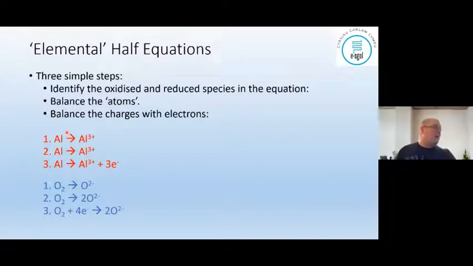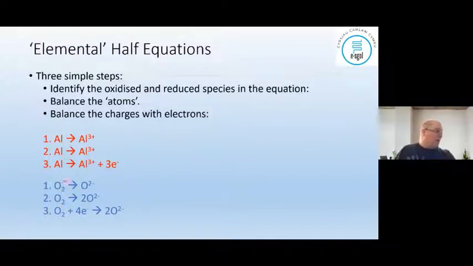But you can see that if we talk about the oxidation of aluminium, the reduced form is aluminium metal, the oxidized form is Al3+. Balancing the atoms, there is no balancing to do for the oxidation example I've given here because we've got 1 Al on both sides. And notice how I've put atoms in quotation marks because obviously Al3+ is an ion, but we're not dealing with the charges until step 3. Step 3, we need 3 electrons to balance out the 3 positive charges on the right-hand side to make it neutral, just like on the left-hand side.